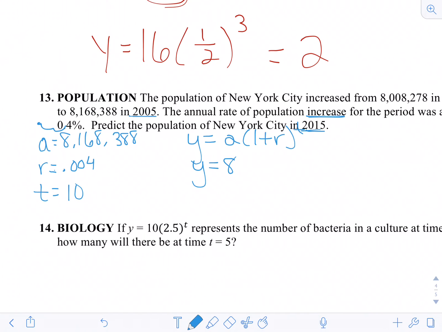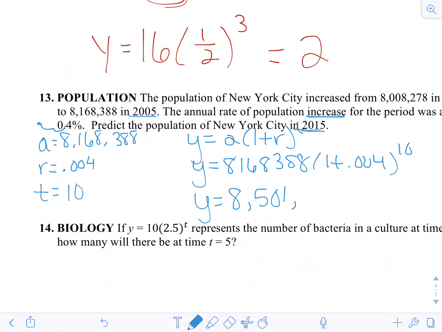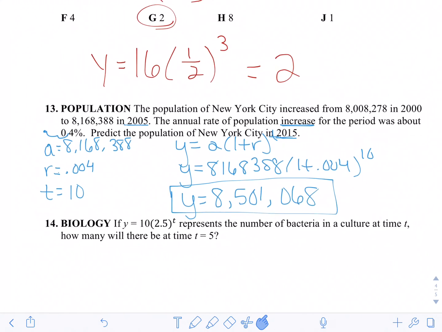So what I know: 8,168,388 times 1 plus 0.004 to the power of 10. And when I plug that in, you get 8,501,068, because it says 0.9 on your calculator is what you get. So we're going to round up because you can't have decimals for people. And so that's how many people we're predicting in 2015.